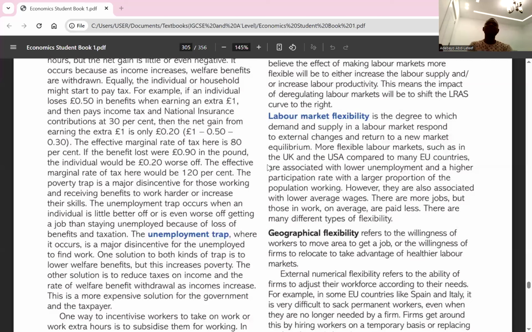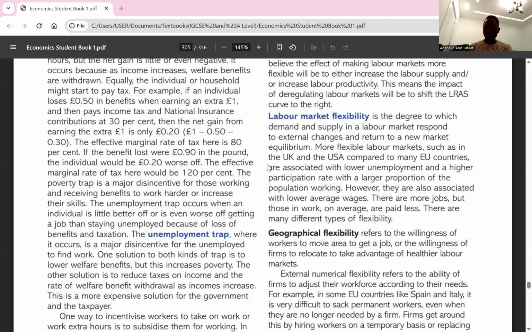That takes us to labor market flexibility. Labor market flexibility is the degree to which demand and supply in the labor market respond to external changes and return to a new market equilibrium. So there are going to be changes in the labor market. The ability to respond to those changes, with both demand for and supply of labor coming to a new equilibrium, is labor market flexibility.